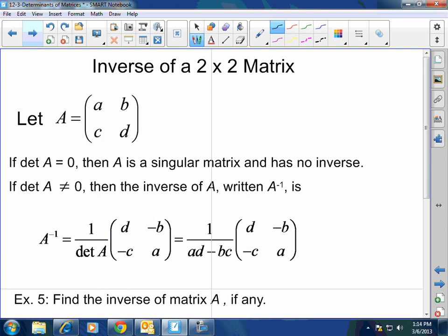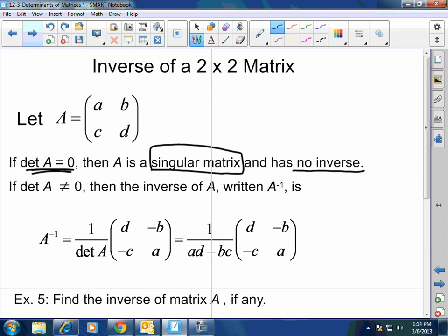Here's the good news. If the determinant is 0, then A is called a singular matrix and has no inverse. So if I say find the inverse if possible, and you check the determinant and it's 0, you could say none. There is no inverse. Please don't put no solution. Just say no inverse. If it's anything other than 0, whether it's positive or negative, then there is an inverse.